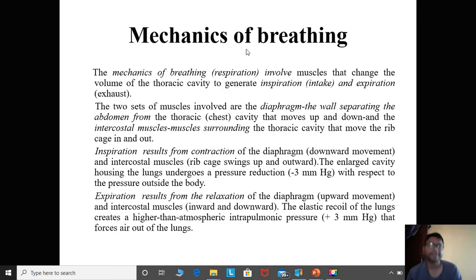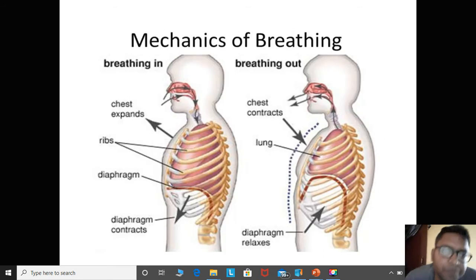So let's now understand the mechanics of breathing. This is the mechanical part of it. What are the physical changes that occur during breathing? When we breathe in, we can observe that the rib cage and chest expand, and the diaphragm contracts in this direction. When we breathe out, the chest contracts and the diaphragm relaxes in this direction. So here we have a larger volume, and when we breathe out, the volume of air in the body reduces. This is the mechanics of breathing that is taking place.